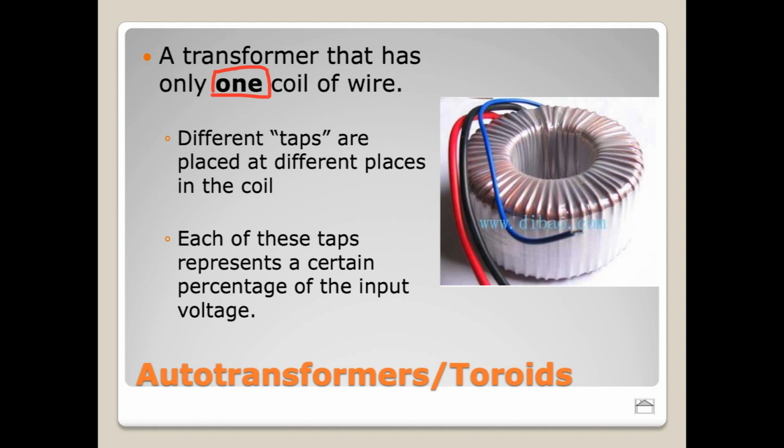It's very different from an EI lam transformer because with one of those we had multiple coils of wire that were within the same magnetic field. Here we have one coil of wire. Now we are still dealing with electromagnetism, right? But this device actually functions a little bit differently. So there are different taps or different wire connection points placed at different places in the coil. And each of these taps represents a certain percentage of the input voltage.